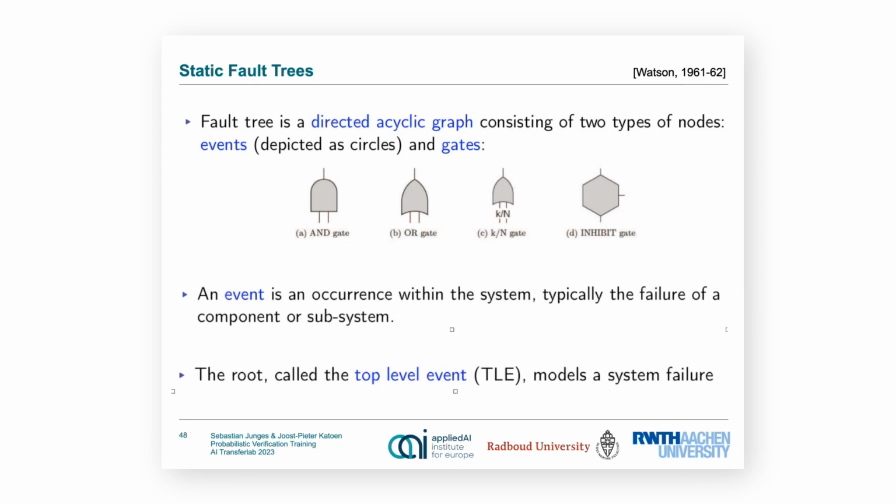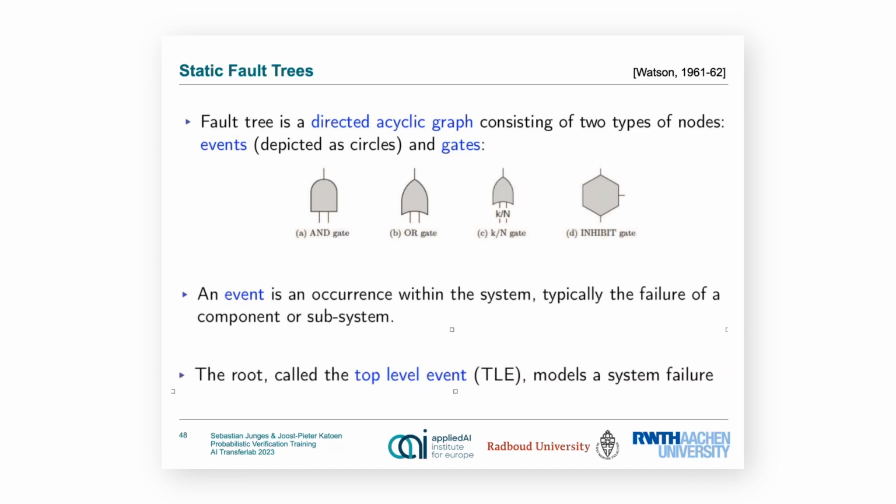And it models a kind of gates, like in a logical circuit. So you have things like AND gates, and you should read them from the bottom to the top. So the AND gate will fail if both its inputs, which are below, fail, then the output will fail. Similarly, you have OR nodes, or you have K out of N, which means if K out of N inputs fail, then the gate will fail, and so forth.